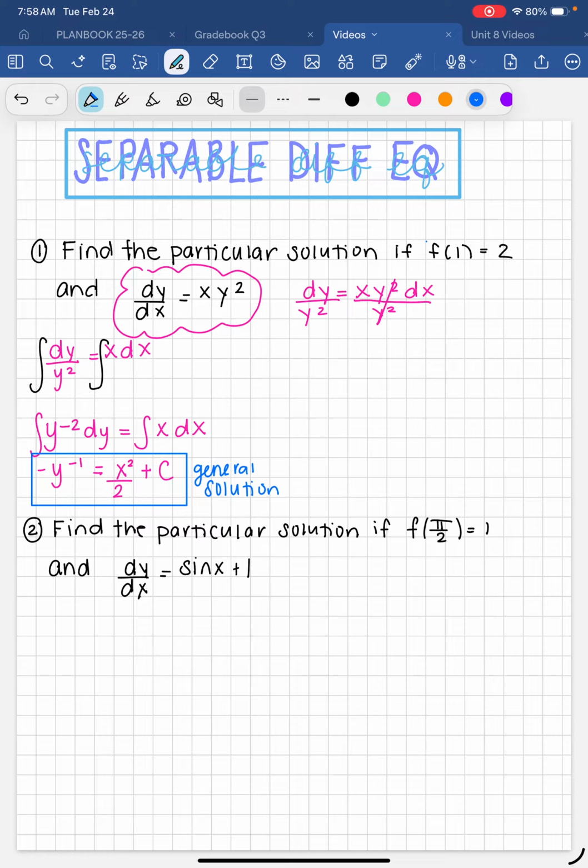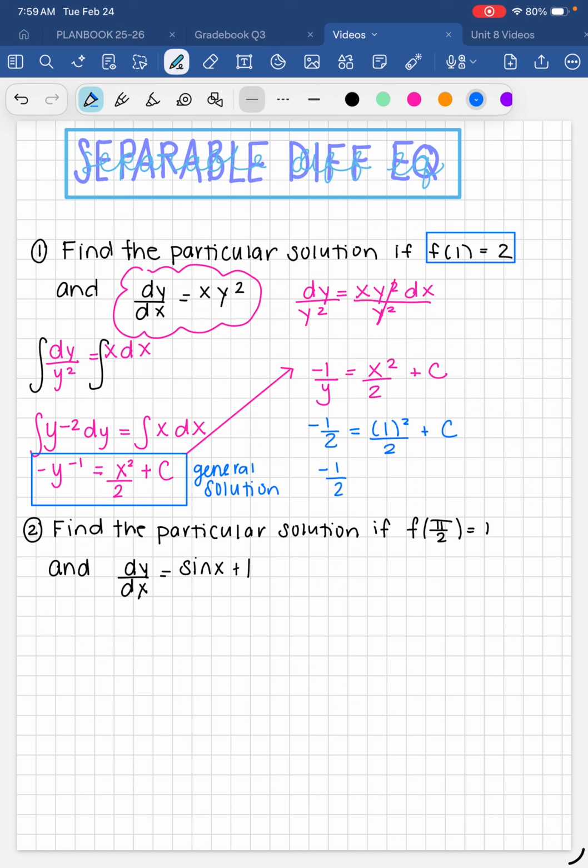Now if I want to find the particular solution, I have to take into account these initial conditions right here. So I'm going to rewrite this equation to make it a little easier to work with. I'm going to write it as negative 1 over y equals x squared over 2 plus c. I'm going to plug those initial conditions in. Y is 2, so negative 1/2 equals, x is 1, and I'm going to use this to solve for c. So we get negative 1/2 equals 1/2 plus c. If I take away 1/2 from both sides, we get c to be negative 1.